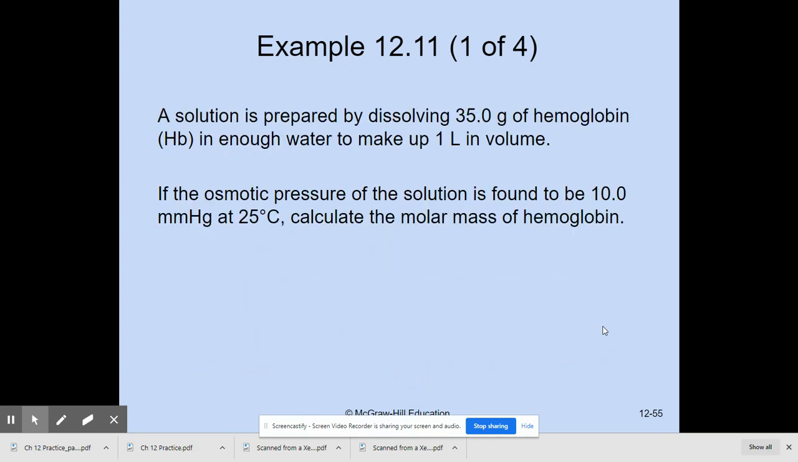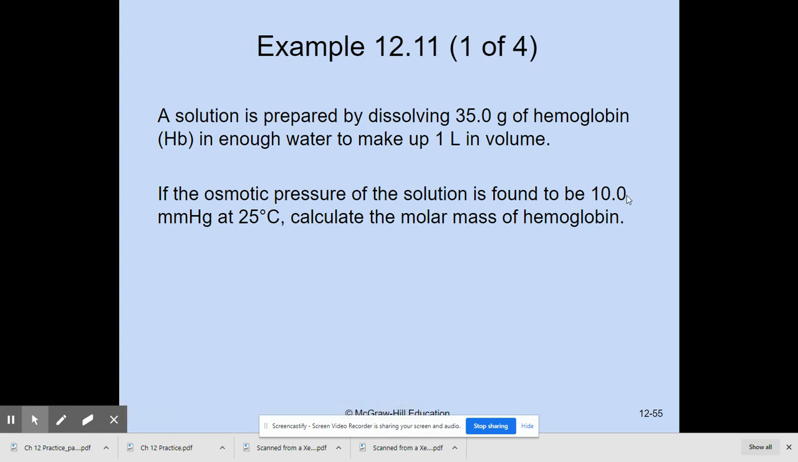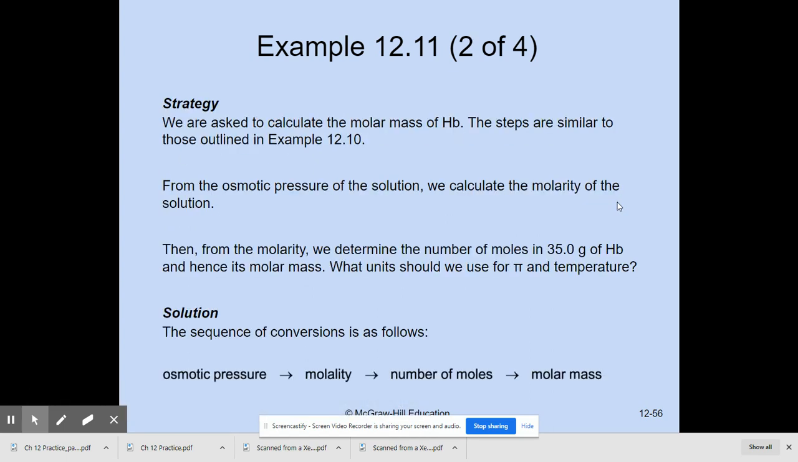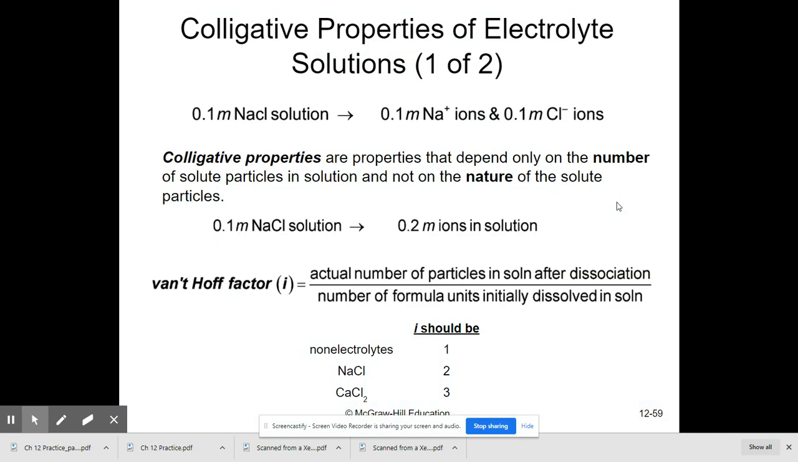So, same kind of problem. I'll let you look at this one on your own. This one: 35 grams of hemoglobin in enough water to make 1 liter. Osmotic pressure is 10 millimeters of mercury at 25 degrees Celsius. Calculate molar mass. So you have osmotic pressure, which then you can use to find the molarity. You can convert that to moles, and then you can find the molar mass. And it's going to walk you through that.